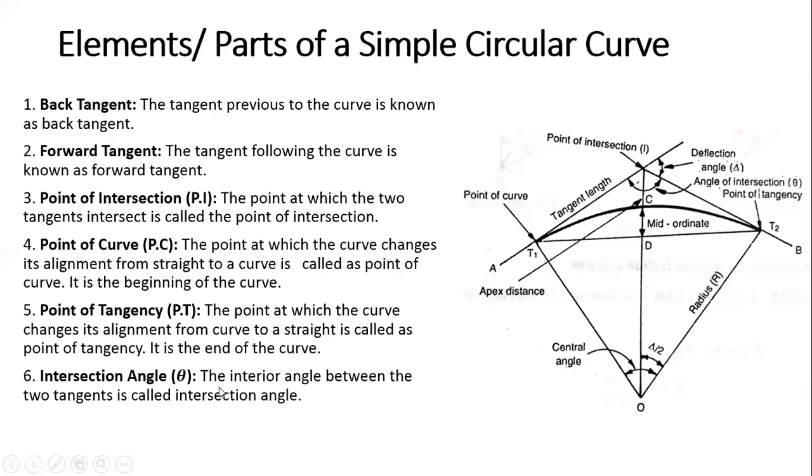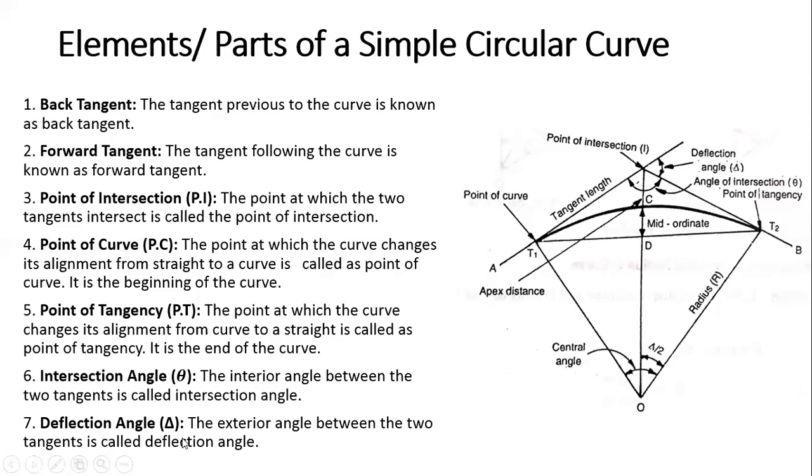Next is your angle of intersection. Now, this is my back tangent, if you extend it here, and this is my forward tangent, if you extend it here, the interior angle between the two tangents is called the angle of intersection, theta. Clear? Now, this is my exterior angle. This angle, which is nothing but your exterior angle, is called your deflection angle or deviation angle. That is the exterior angle between the two tangents.